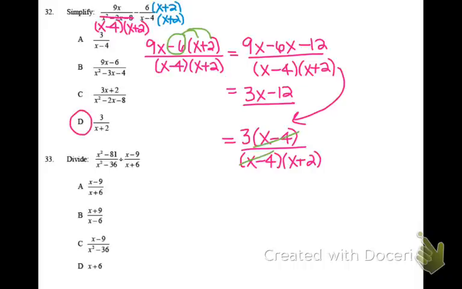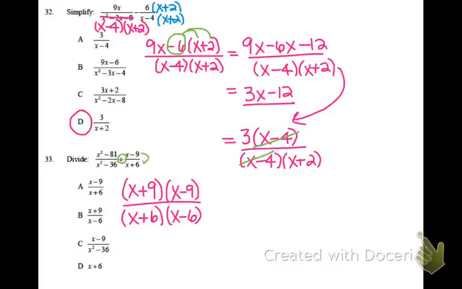Now with multiplying and dividing, you do not need a common denominator, so I'm going to go ahead and factor everything. So x squared minus 81 is x plus 9 and x minus 9. X squared minus 36 is x plus 6 and x minus 6. Now since you are dividing, that means you need to flip over the second fraction. You only have to flip over the second one, and then it becomes a multiplication problem. So this is x plus 6 over x minus 9.